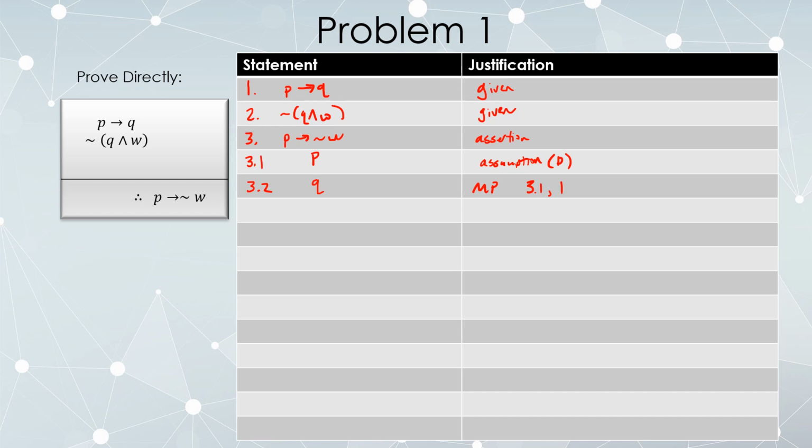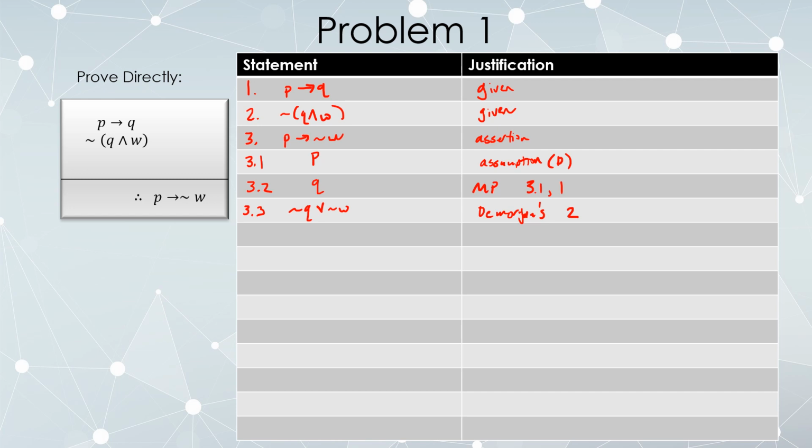Now our new bit of information is Q, and that does combine with line 2. However, before we can combine line 3.2 with line 2, what we need to do first is, well, there's a couple things we could do, but I'm going to apply De Morgan's law. The negation of Q and W is not Q or not W. So this is De Morgan's law on line 2. Now what we have is Q combined with not Q or not W.